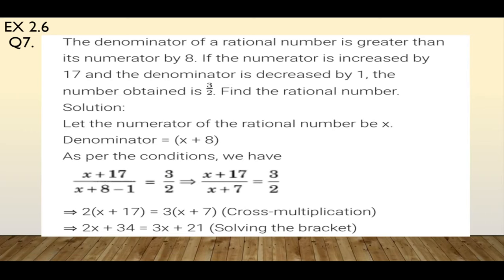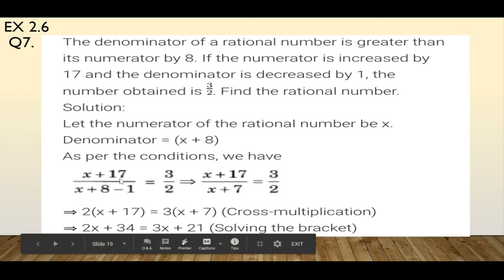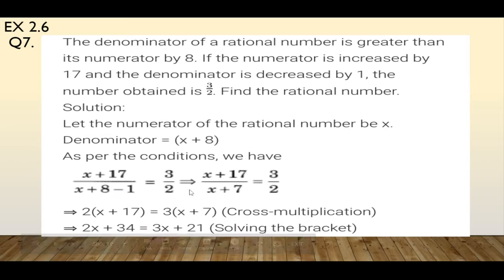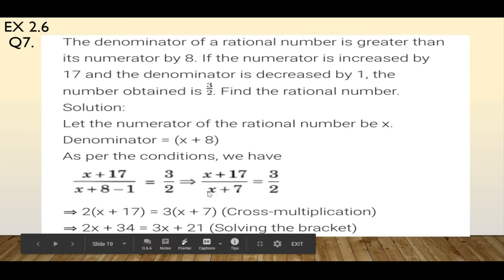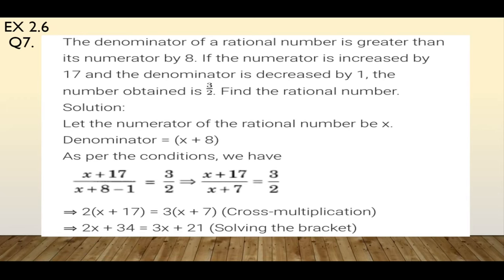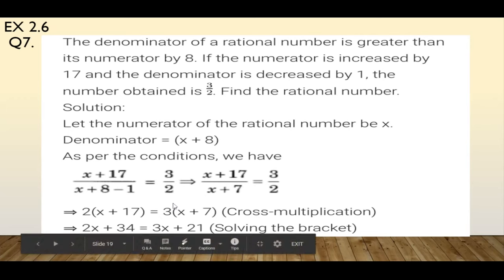Now you'll simplify this. This will be x plus 17, but this plus 8 and minus 1 will become plus 7. Now again, you need to cross multiply. But be very careful that whenever you have binomials, you put brackets. So x plus 17 is a binomial, so you put a bracket around it. Similarly, x plus 7 also is a binomial, so I put it in a bracket.